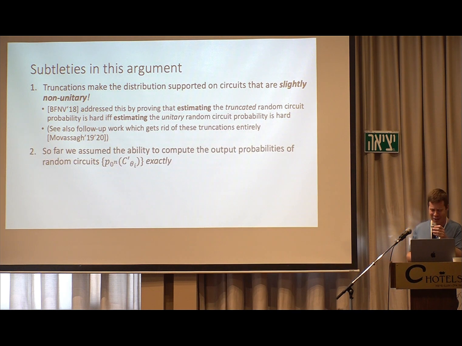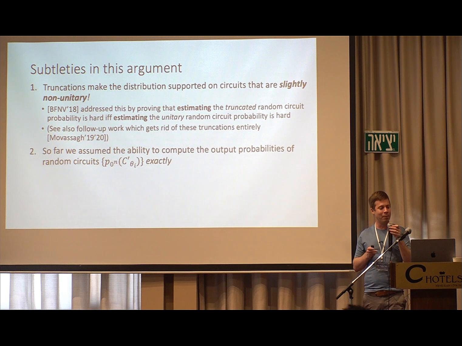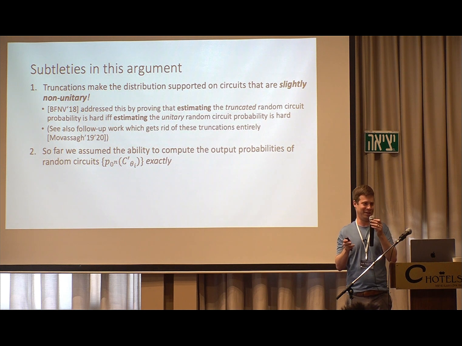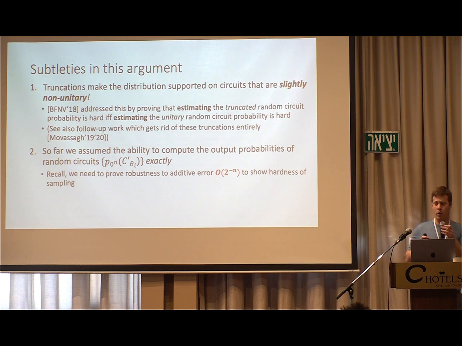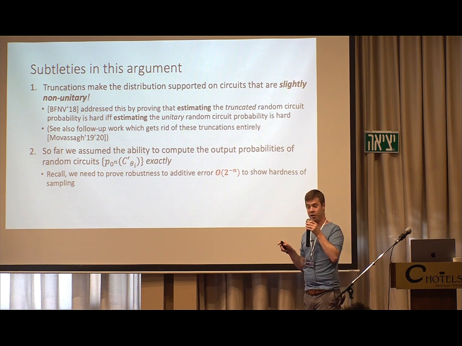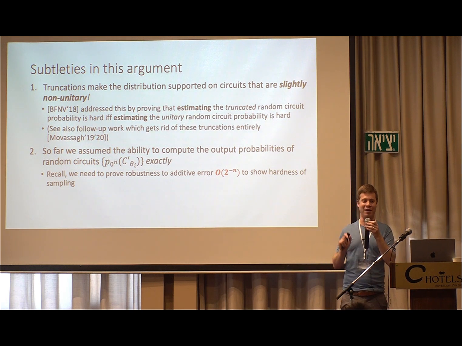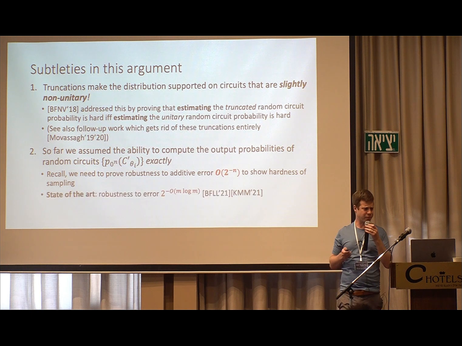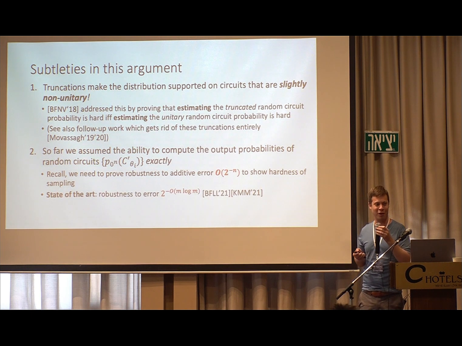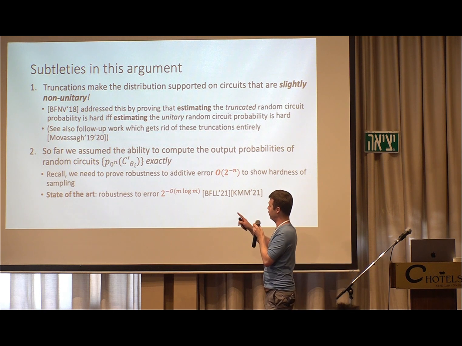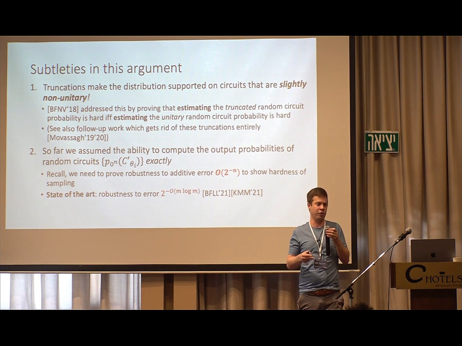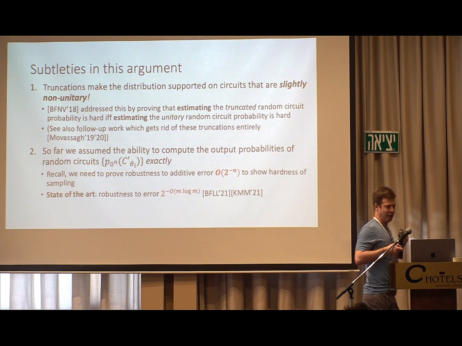The other thing that I think is actually much more important, and that we're still grappling with to this day, is that so far we've assumed the ability to compute the output probabilities of these random but correlated circuits exactly. Recall that what we really wanted was not exact computation of these random circuit output probabilities, but a 2 to the minus n additive error. We wanted to show that that was hard, which is a much stronger statement. And we still can't do this. We've been working on this for a long time. The state-of-the-art result is that we can show that these arguments are robust to error 2 to the minus m log m, where m is the size of the circuit, so it's like n times d. All right, so this is not where we want to be.